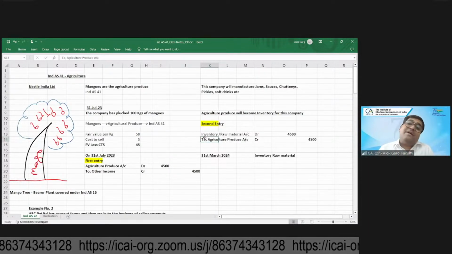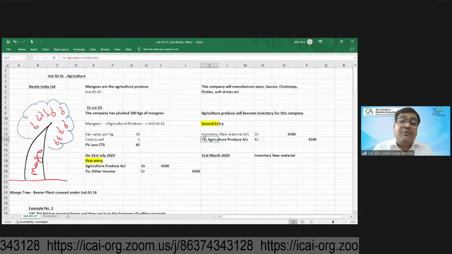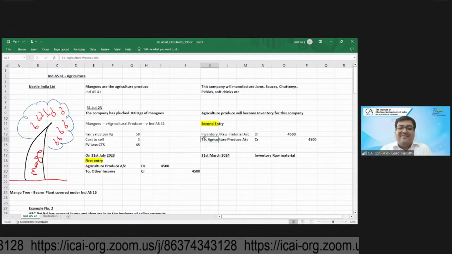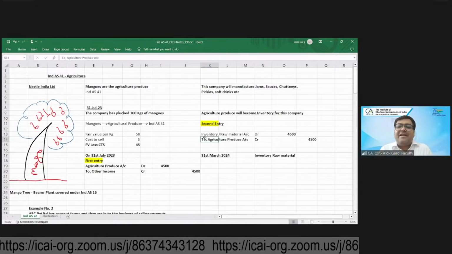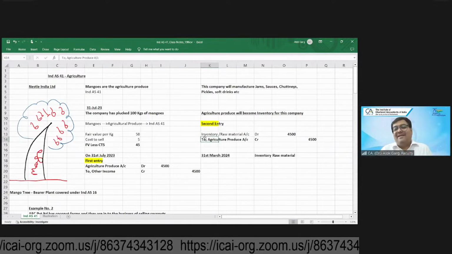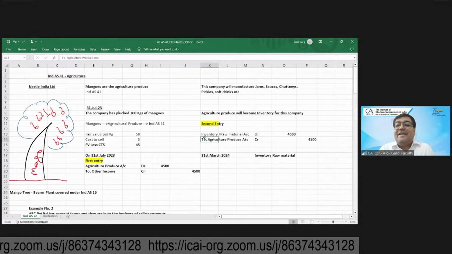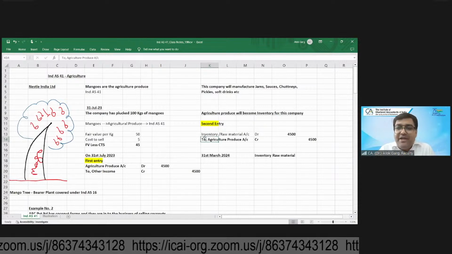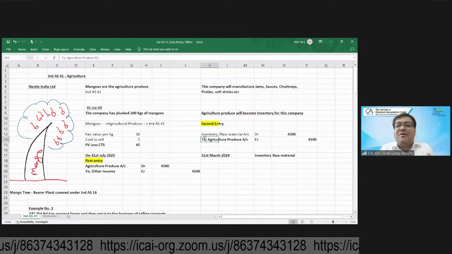So what would be the subsequent measurement of this agriculture produce? On the reporting date, it does not have an existence of agriculture produce. On the reporting date, it will have the existence of inventory. So it has to be measured at the time of subsequent measurement as per Ind AS 2. There is nothing called as agriculture produce.